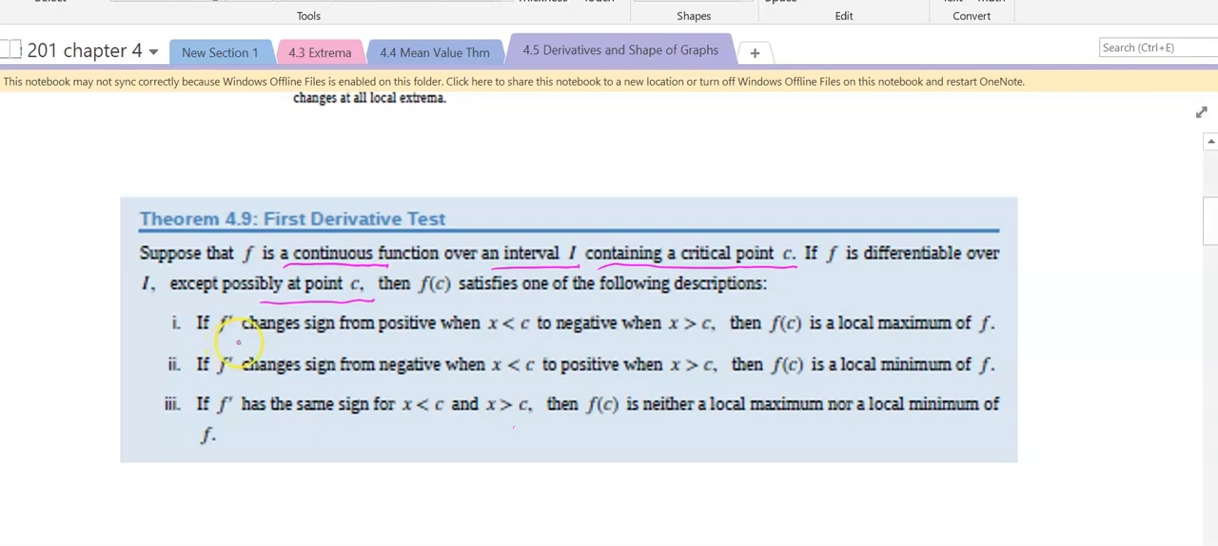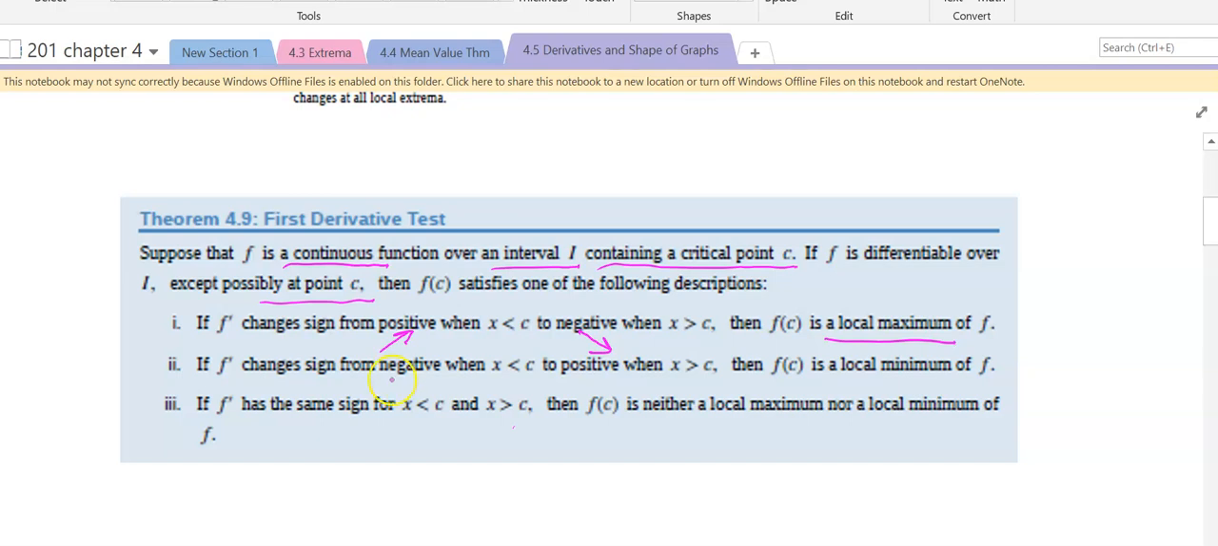If the first derivative changes sign from positive, meaning going uphill, to the left of C, to negative, meaning going downhill to the right of C, then we must have a local maximum at x equals C, and the y value, f of C, is the local maximum.